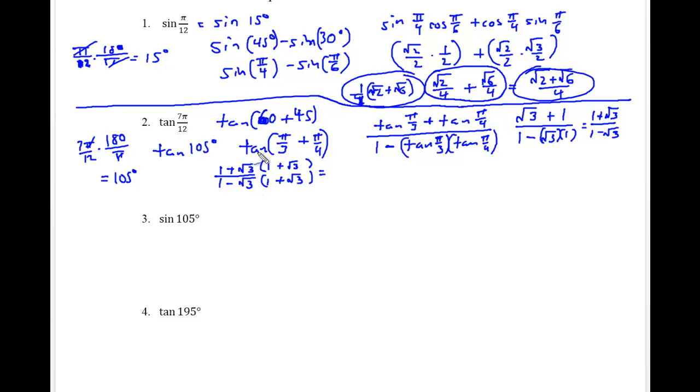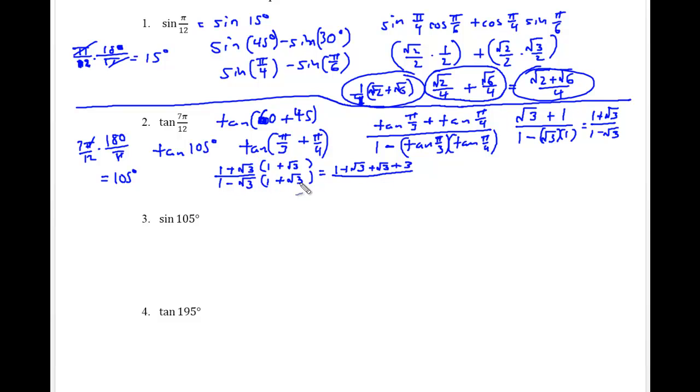Now it doesn't seem that way from the numerator, and in the numerator the square root of 3's will not simplify actually, because if we FOIL the numerator, 1 times 1 is 1. 1 times square root of 3 is just square root of 3. Then 1 times square root of 3 is another square root of 3. And then square root of 3 times square root of 3 is square root of 9, or just 3.